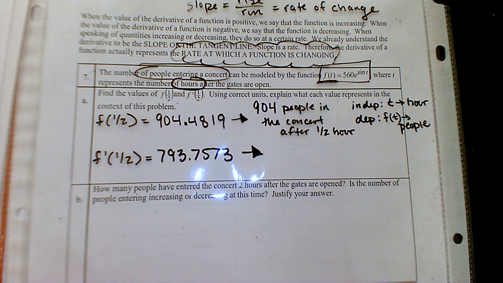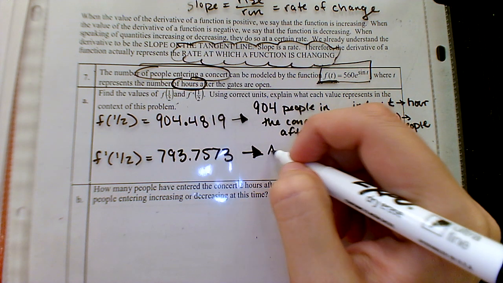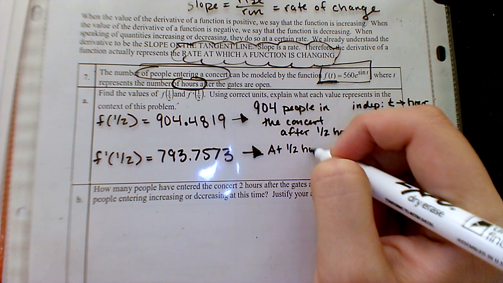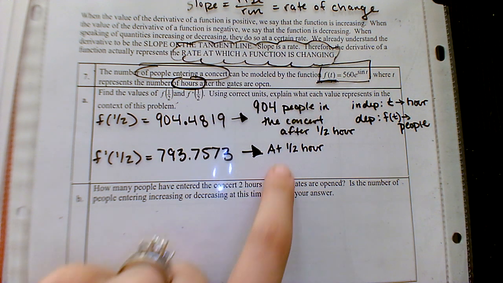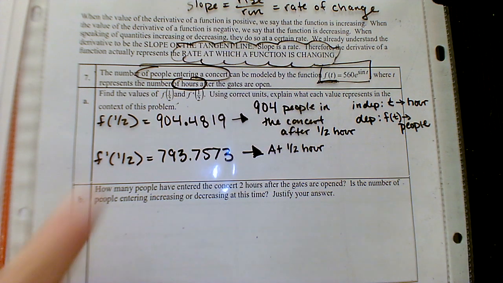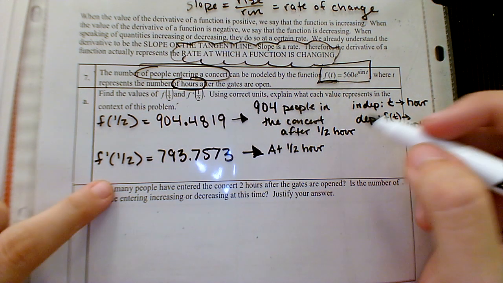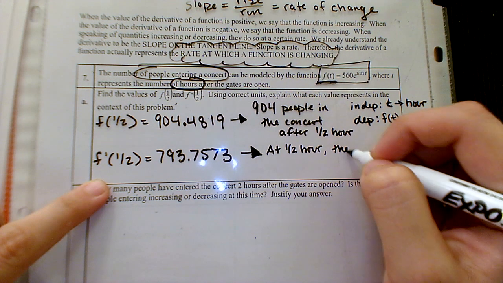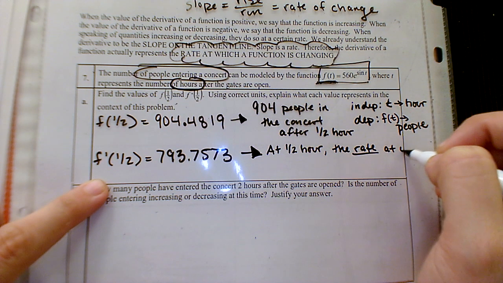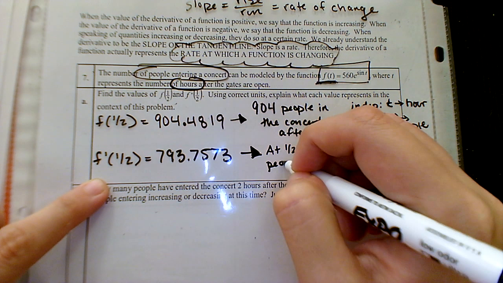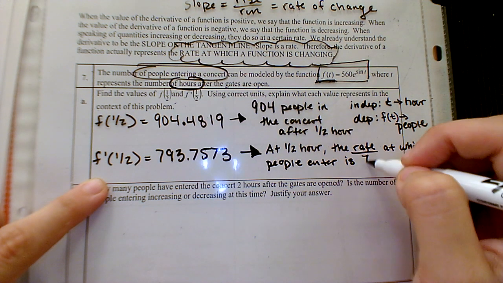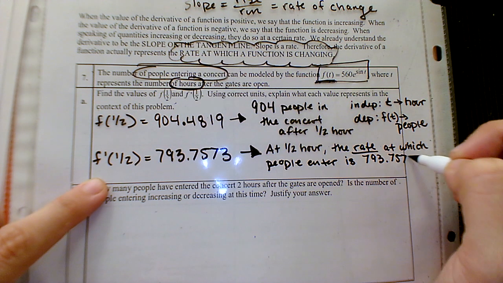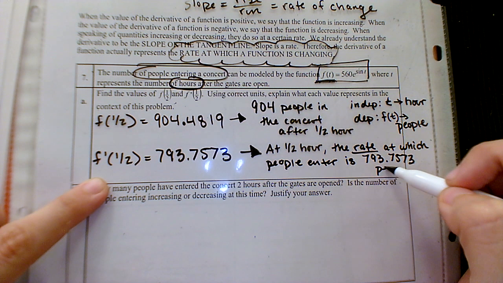Alright, so what might this number represent in terms of the problem? At like a half hour point, around 794 people per hour, I think. Okay, so this is a rate, meaning we should have some type of fractional unit. So at the 1/2 mark, at that specific moment in time, so at a half hour, the rate at which people enter is 793.7573. What was your units? People per hour. People per hour.